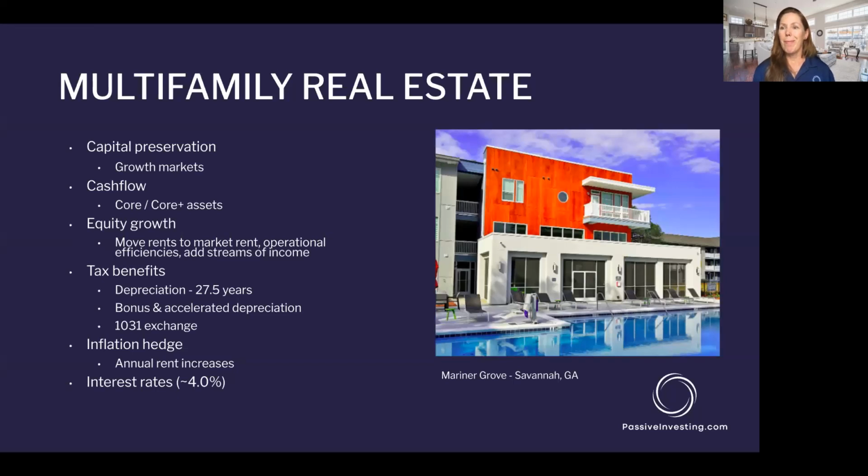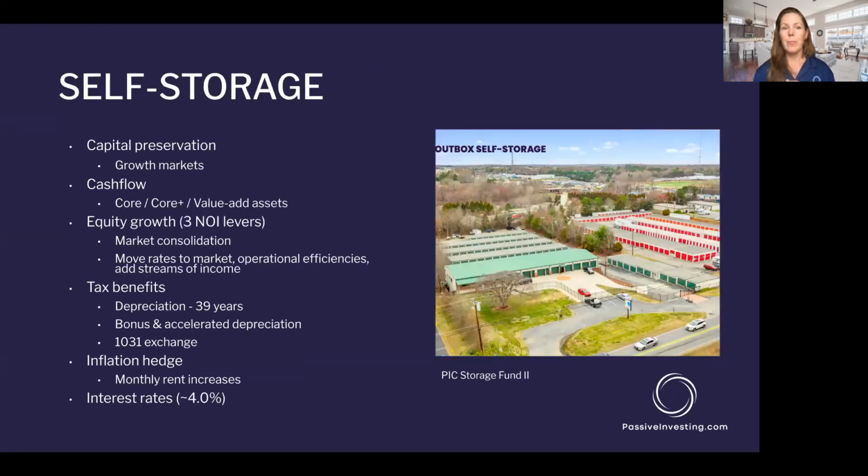Now, what about real estate? Again, I'm just going to go through these slides pretty quickly. Multifamily is winning on capital preservation, cash flow, equity growth, and tax benefits. It's an inflation hedge because we can adjust rents on an annual basis, and we're still seeing some pretty good interest rates on this type of debt. Our last deal was a 4% loan. We're probably closer to 4.5, 4.75 at this point in time.